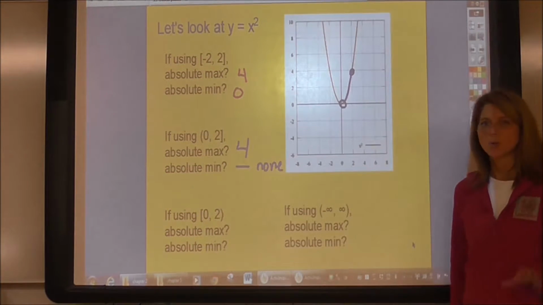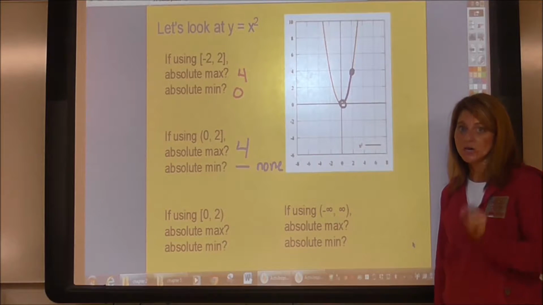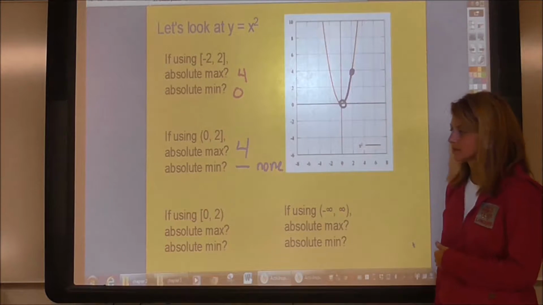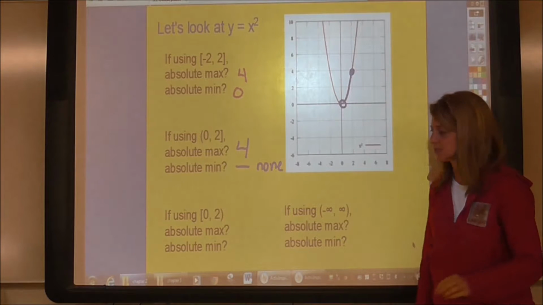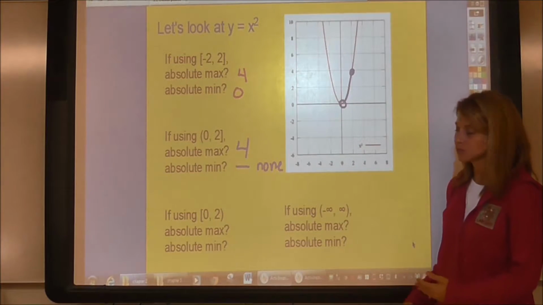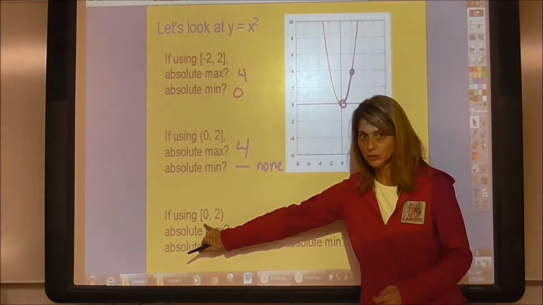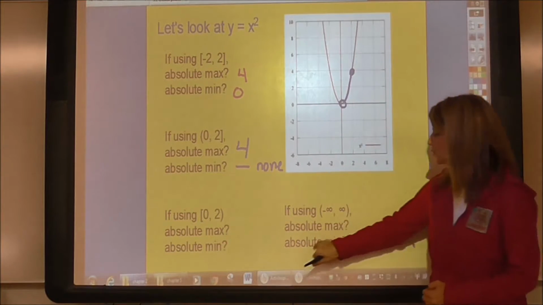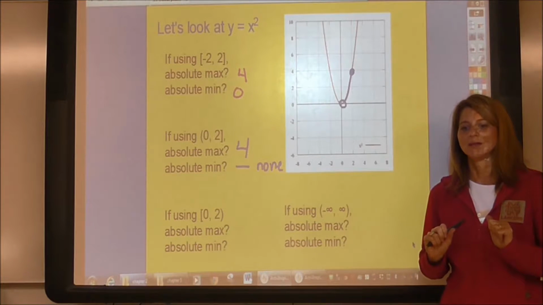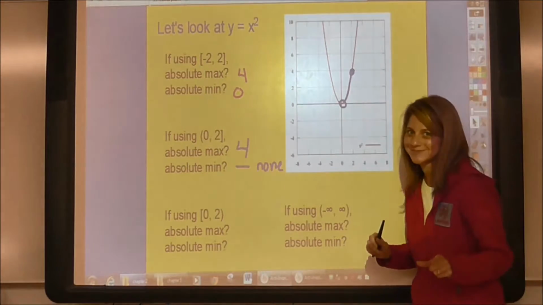Why don't you take a second or two, read these over, pause the video and see if you can answer, and then check your answers with mine. Just in case you can't read, you're still looking for absolute maximum and absolute minimum, and we are using the interval 0 to 2, where 0 is included and 2 is not, and then negative infinity to infinity. So pause the video and then check answers with me. You paused, right?